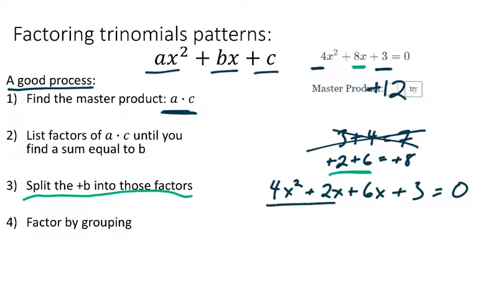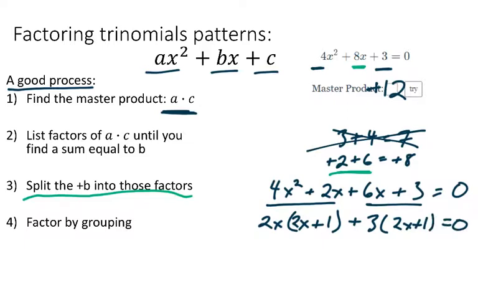And then you're going to factor by grouping the thing that you've split. So what can I pull out of both of these? Hey, I can pull a 2x out. Oh, isn't that wonderful? So that's going to be 2x times 2x plus 1. And then I can pull a 3 out of this. If I pull a 3 out, that's going to give me a 2x plus 1.